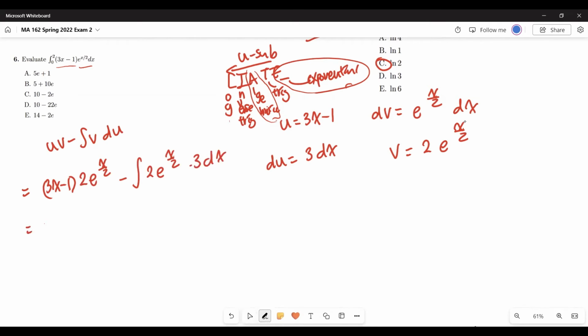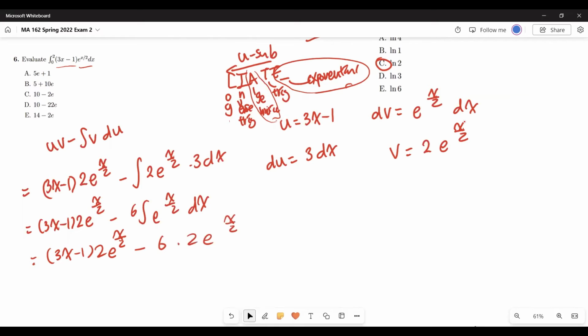Sweet. So this is (3x minus 1)(2e^(x/2)) minus the integral of 6e^(x/2) dx. And this is the same as (3x minus 1)(2e^(x/2)) minus 6 times 2e^(x/2). So this is just (3x minus 1) times 2e^(x/2) minus 12e^(x/2), and it's integrating from 0 to 2, so just plug in 0 and 2.